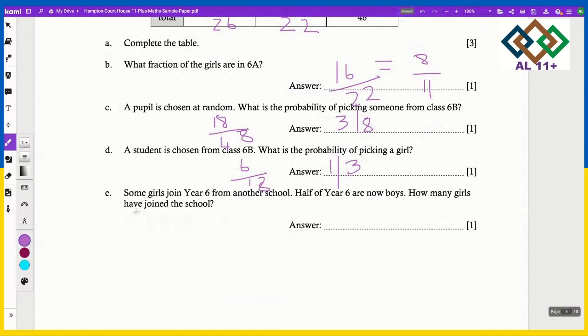Now they're saying some girls join year 6 from another school. Half of year 6 are now boys. How many girls have joined? So we don't know the number of girls. We'll do 22 plus 6. That's what we know. That's 26. And remember how we did this before? When that goes on the other side, the sign changes. So it'll be 26 minus 22. That will give you 4.